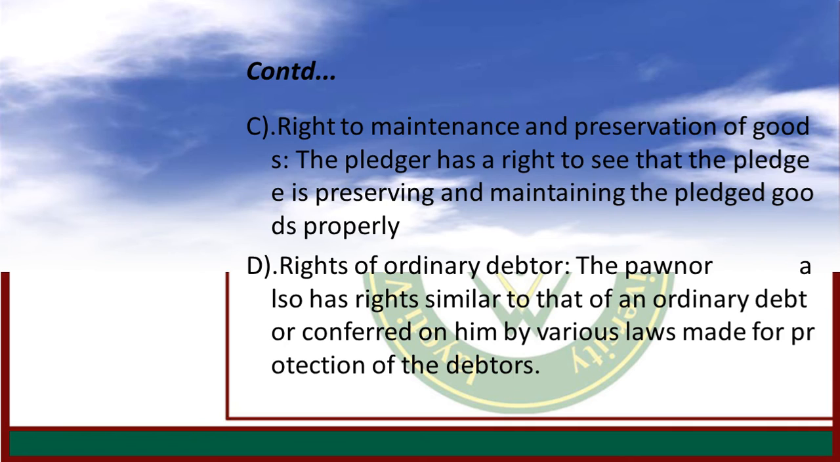A pledge is also known as a bond, which has been defined in Chapter 9 under Sections 172 to 179 of the Indian Contract Act 1872. Section 172 of the Act defines pledge as the bailment of goods as a security for payment of a debt or performance of a promise. The bailor is called the pledger or pawnor.